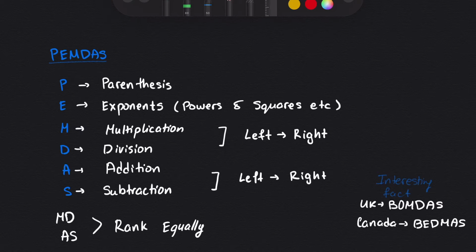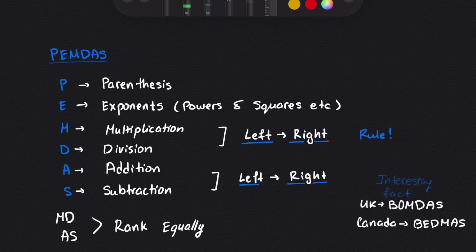PEMDAS is a famous way to remember the order of operations. P stands for parentheses, E exponents, M multiplication, D division, A addition, and S subtraction. Multiplication and division rank equally, same as addition and subtraction rank equally too. So how do we know which one to do first? So it goes from left to right. That's the rule. You always go from the left to right.